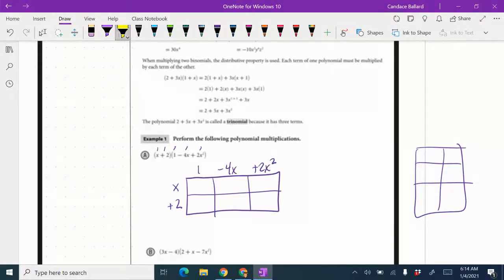So I multiply this times this, and that would get me that first box. So 1 times x would be 1x. x times negative 4x would be negative 4x squared. x times 2x squared would be 2x cubed. 1 times 2 is 2. 2 times negative 4x is negative 8x. 2 times 2x squared is 4x squared.